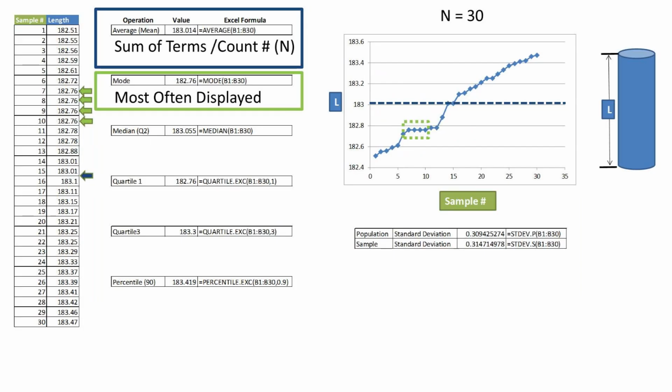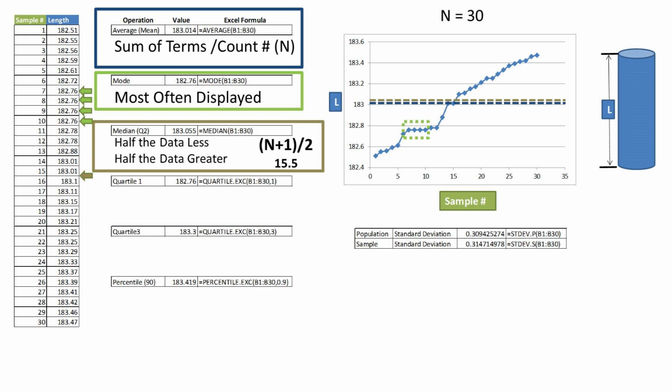Next, we'll be finding the mode, or most often displayed. To find this, you look at the data and count out how many times a value repeats, and find the value that repeats the most. In this case, we have 4 times where 182.76 comes up, so this is the most often displayed in this data set. The Excel formula is equals mode, then the data range.